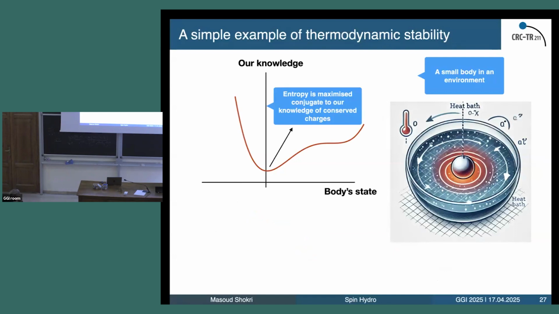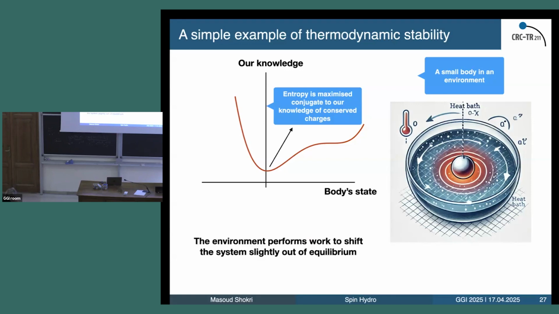And let's assume that we have a small body in some environment, some heat bath. And the line shows the body state, and this is what we know about the body. And basically, we know that in equilibrium, the entropy is maximized. The only thing that we know is the necessary knowledge of conserved charges. So this is the definition of equilibrium.